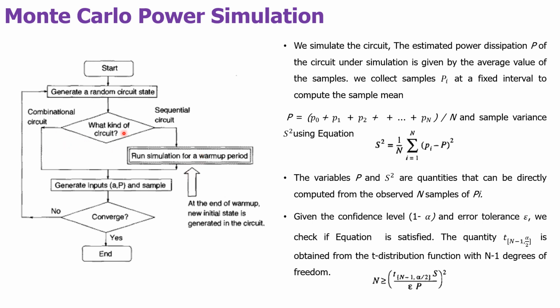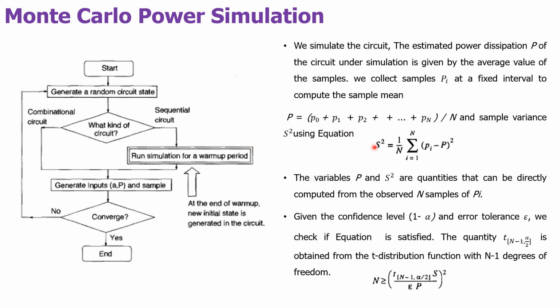So depending upon the circuit, it will generate the input and the sample. Generate inputs A, B, and P, where P is the present state, and the sample. Then check whether it converges. Yes means we will get the output. If no, random states are generated again. Now we simulate the circuit. The estimated power dissipation of the circuit under simulation is given by the average value of the samples. We collect samples at a fixed interval to compute the sample mean: P equals P0 plus P1 plus P2 up to Pn, divided by n.